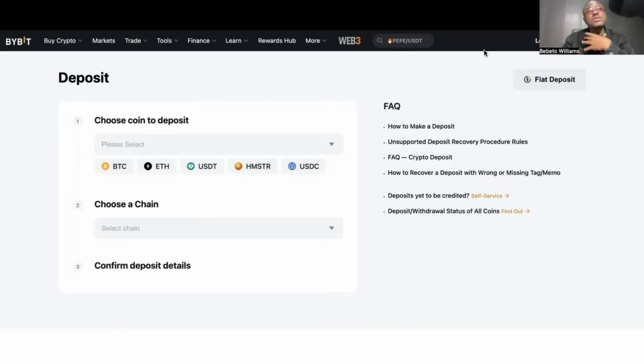The best option I use is cryptocurrency. I transfer USDT from my other platform. So I transfer my USDT from my Trust Wallet or MetaMask to the exchange where I can now trade.